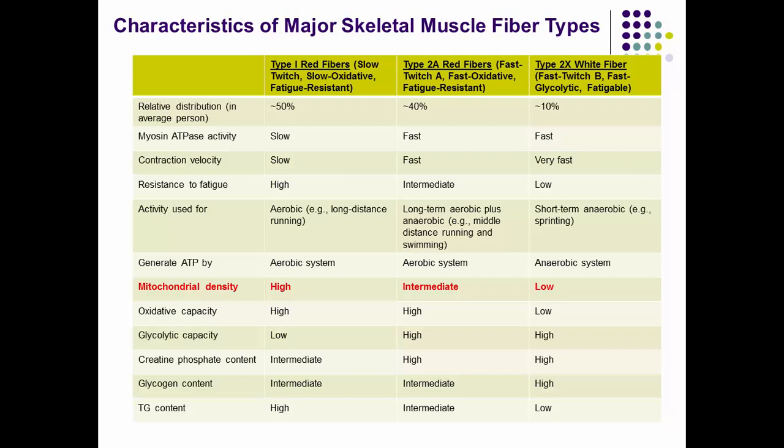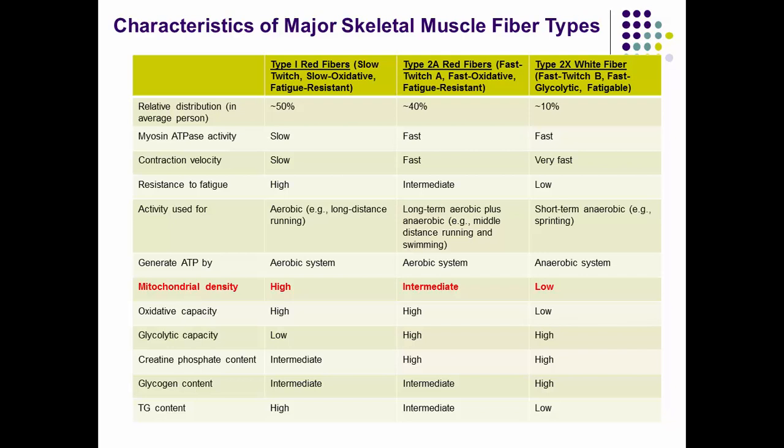And then the glycogen content. So what do you think about glycogen content in type 1 and type 2X? Which muscle fibers need more glycogen? Yes, type 2X, right? Because of the higher glycolytic capacity, they need more glycogen for energy. So more glycogen is stored in the type 2X fibers as compared to less glycogen stored in the type 1 fibers.